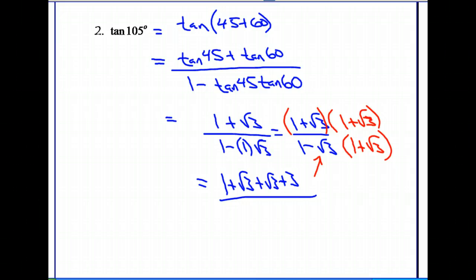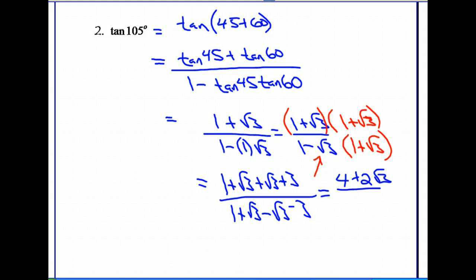All right, on the bottom, FOIL it out, I get 1. Outside gives me square root of 3. Inside gives me minus square root of 3. And last gives me minus 3. Simplifying on top, it looks like 4, because that's the 1 and the 3, and we have 2 square root of 3. And on the bottom, the 2 square roots of 3 cancel out, and 1 minus 3 is negative 2. Now I can reduce my fraction by 2, and I get negative 2 minus the square root of 3.